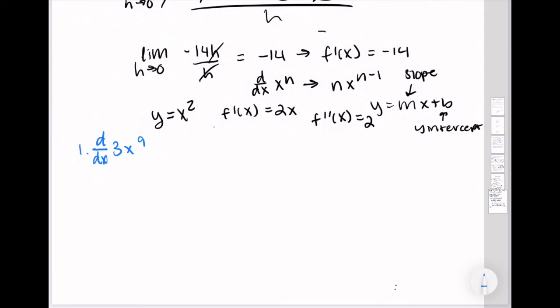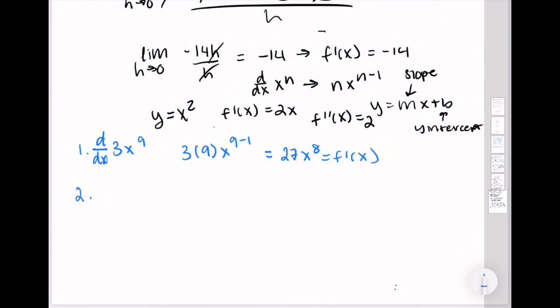You can just say d over dx of 3x to the power of 9, but just so you understand, because when we get to integrals, you're going to need a better idea of what d over dx is. So this would be 3 times 9, because 9 is our n value, times x to the power of 9 minus 1. So we'd end up with 27 times x to the power of 8. And this is our derivative.